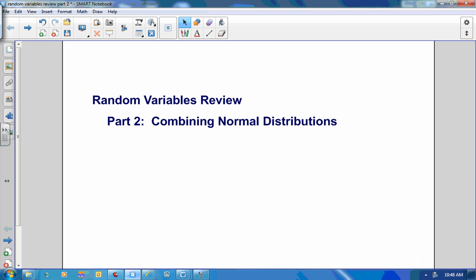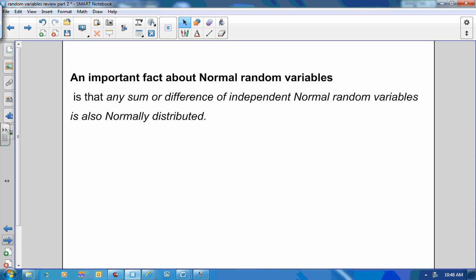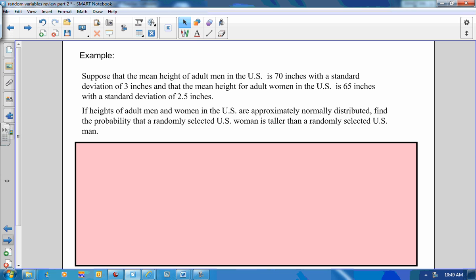This is Random Variables Review Part 2, Combining Normal Distributions. An important fact about normal random variables: if I have two distributions that are approximately normally distributed, whether I add or subtract the two distributions, the resulting distribution is also approximately normally distributed. Let's look at an example.